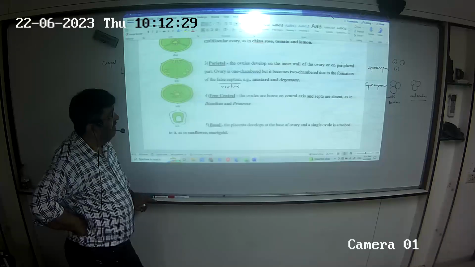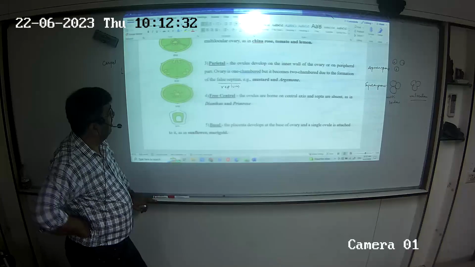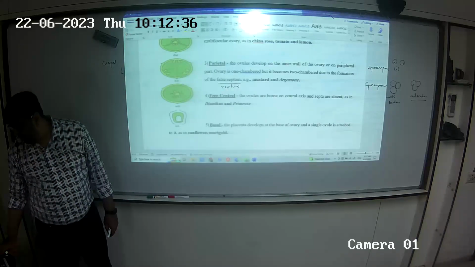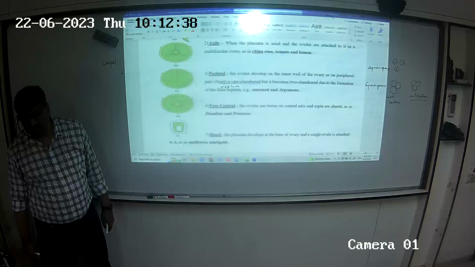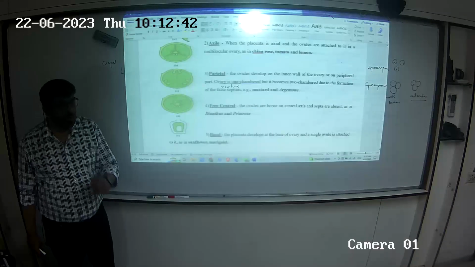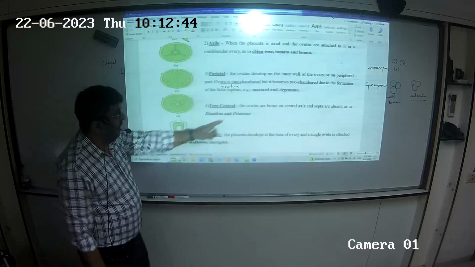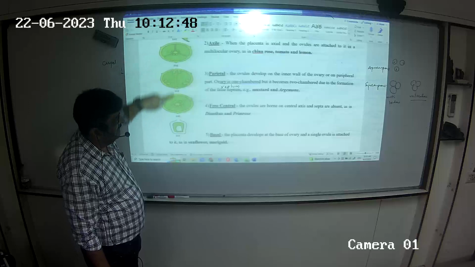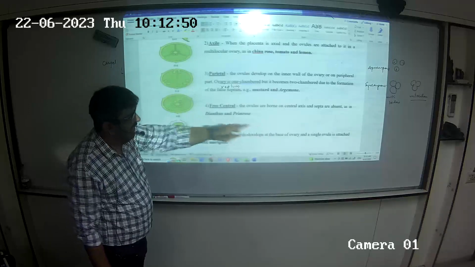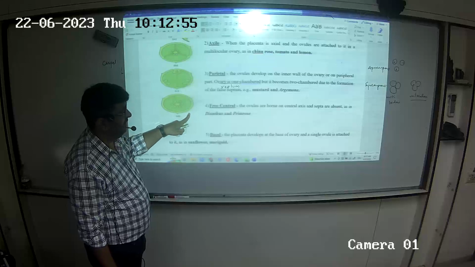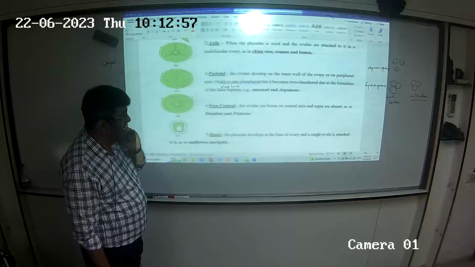Free central. Look at the free central. Can you see the free central similar in structure to axile? But how many locules are there? There is one locule. Yes. The ovules are on a central axis. Is the ovule on central axis in both the places? But the septa are absent. So are the septa present here? But the septa are absent here. Dianthus and primrose are examples.